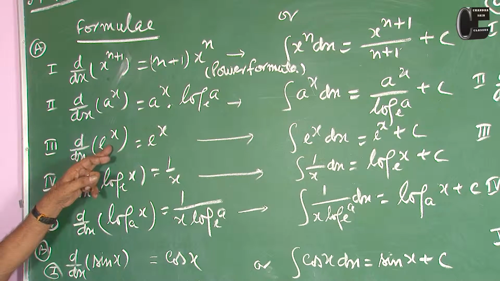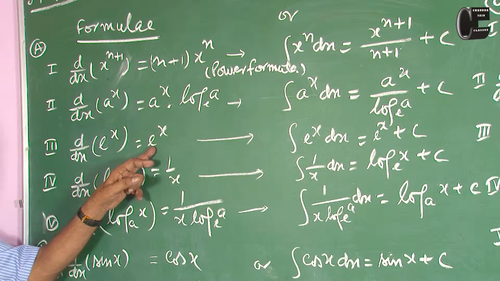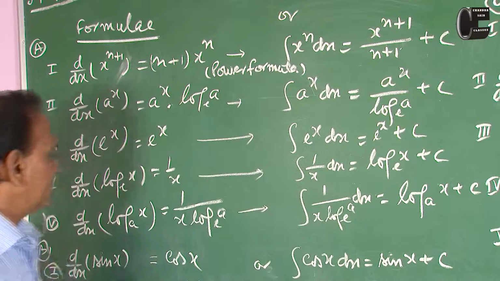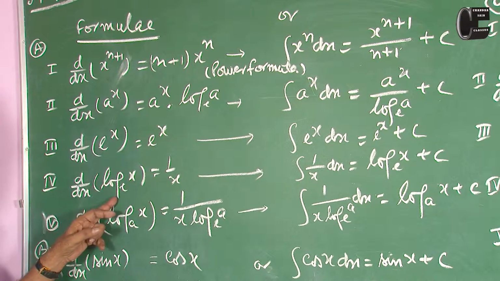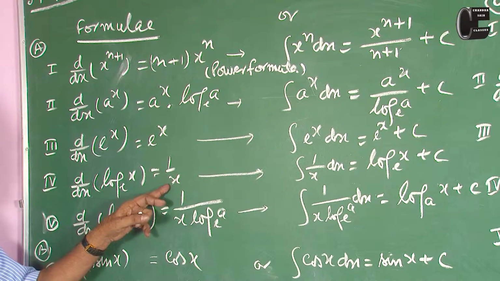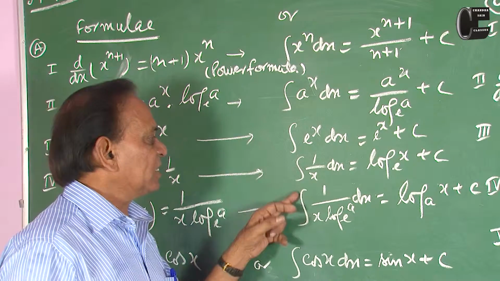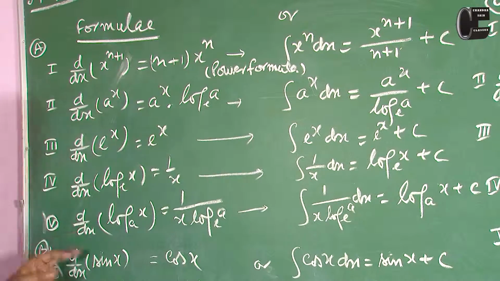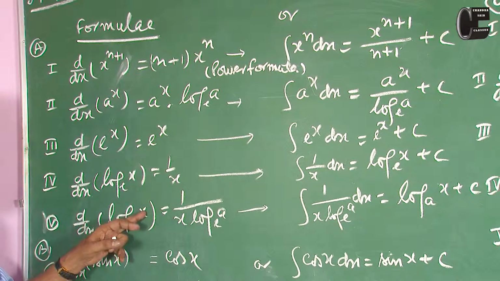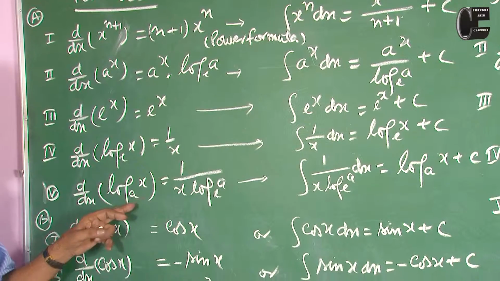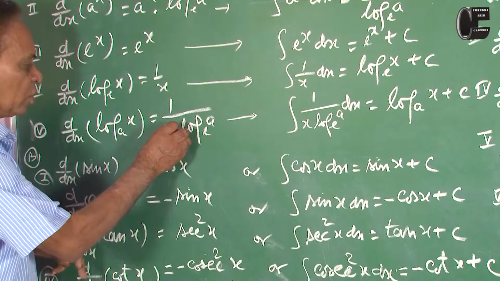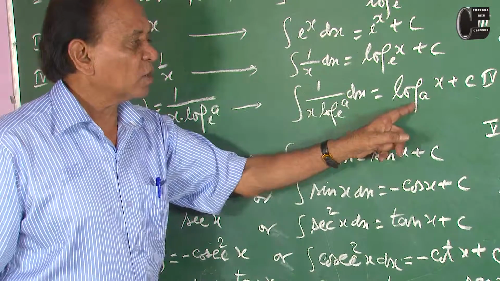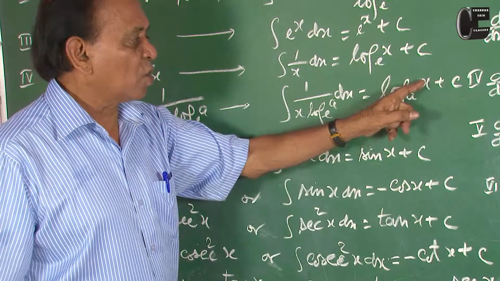Now, d by dx of e to the power x equals e to the power x. Therefore, integration of e to the power x will be e to the power x plus c. Yes, d by dx of log x at base e is 1 over x. This can be written like this: integration of 1 over x will be log of x at base e plus c. D by dx of log x at base a is 1 over x into log of a at base e. Therefore, its integration will be log of x at base a plus c.